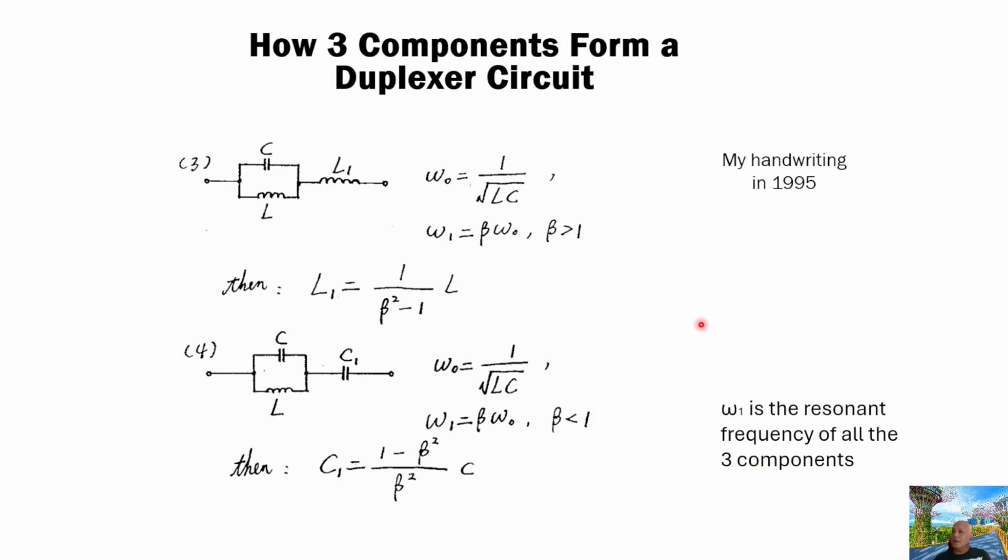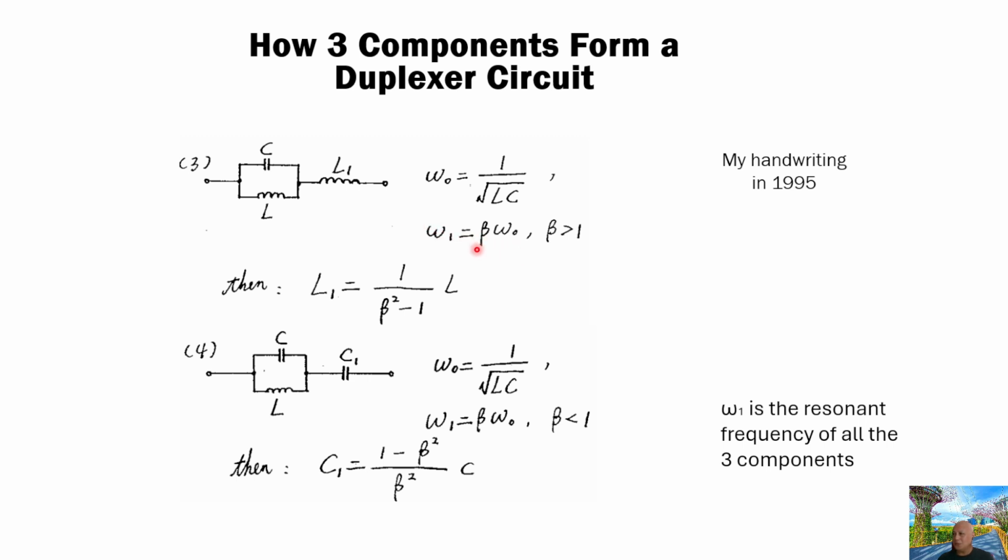Here, we need to stop, okay, this one we still use for the receiver. We need to stop the transmitter frequency power here. So this should be a parallel resonant circuit at the transmitter frequency. But we need to let the receiver frequency signal pass with low insertion loss. So we need to calculate the L1 here.